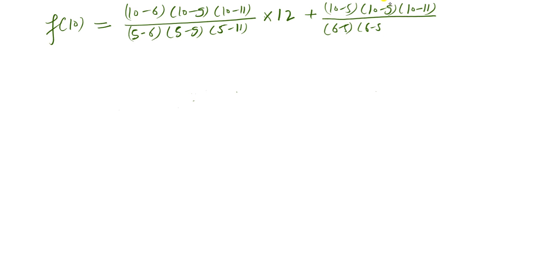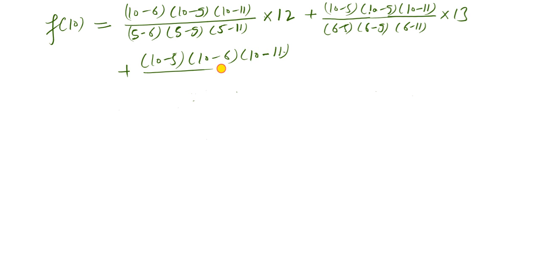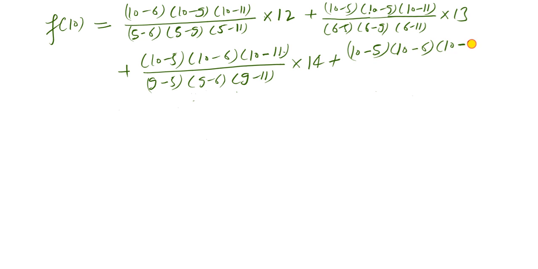6 minus 5, 6 minus 9, this is 9, 6 minus 9, 6 minus 11 into f of x1, f of x1 is 13, plus 10 minus 5, 10 minus 6, 10 minus 11 upon 9 minus 5, 9 minus 6, 9 minus 11, f of x2 is 14, plus 10 minus 5, 10 minus 6, 10 minus 9 upon 11 minus 5, 11 minus 6, 11 minus 9 into f of x3, that is 16.